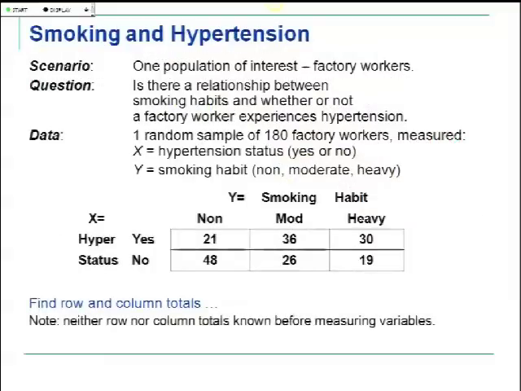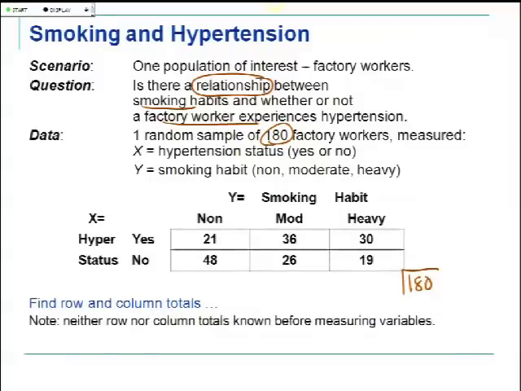The example we're going to go through is where we have a population of factory workers trying to establish if there is a relationship between these two variables, their smoking habit, non-smoker, moderate, or heavy, and whether or not they experience hypertension, yes or no. These are the two variables that we will simultaneously measure on each of our 180 factory workers that we've taken as a sample. So before I measure those 180 workers, the only total that I'll know for the whole table is just overall total, if everybody answers everything.